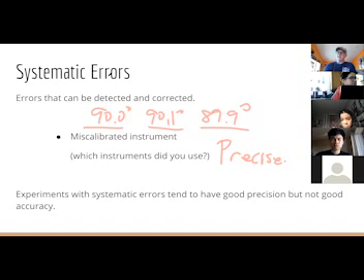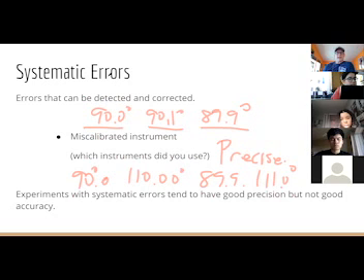What about if I got numbers like this? What if I got 90 and 110 and 89.9 and 111?